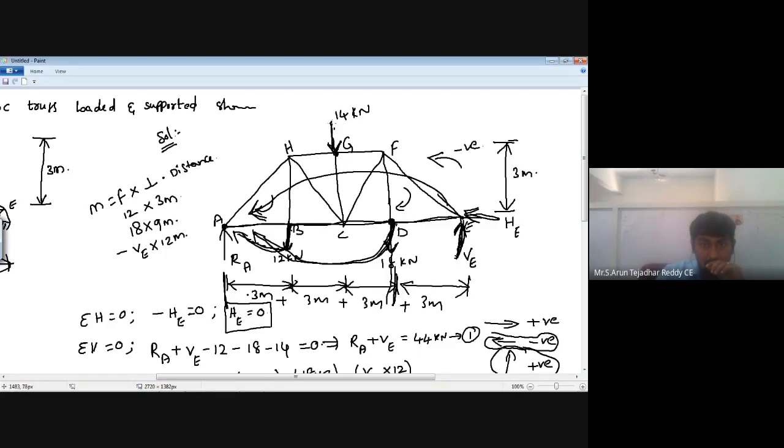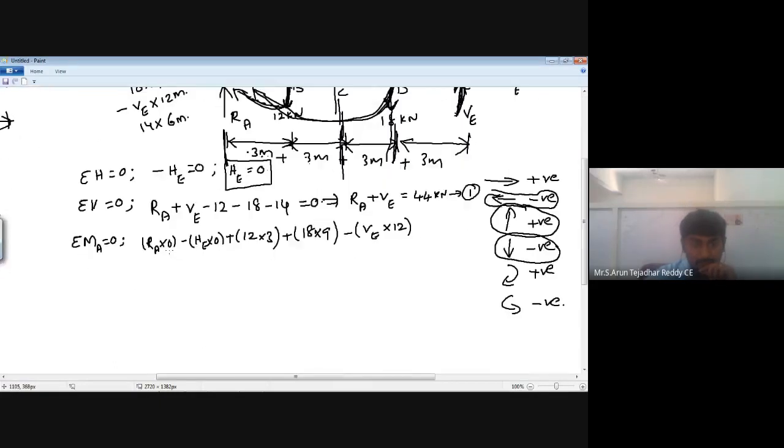So it is moving here. This is clockwise, so take positive. Force is positive, and the perpendicular distance, how much is the perpendicular distance here? This is your load, downward direction. So 3 plus 3, 6 meter, plus 14 into 6 is equal to 0.